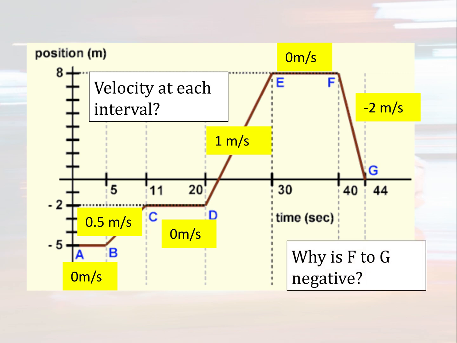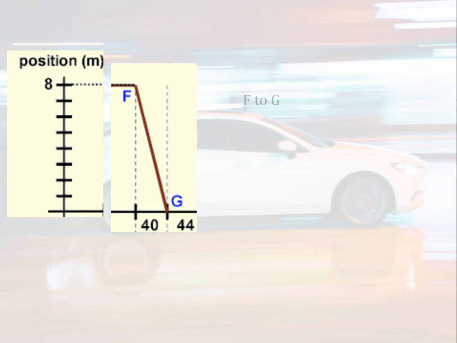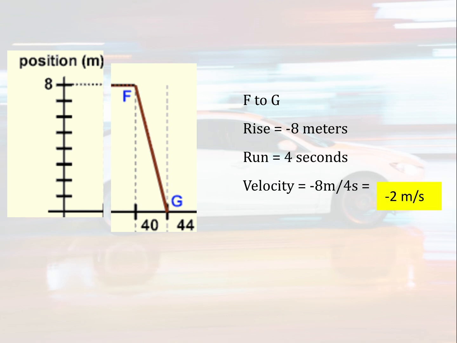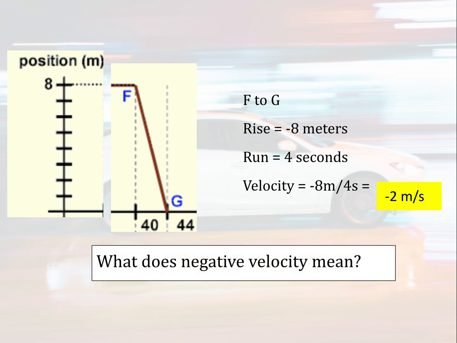Why is F to G negative? It's negative because our rise is -8 meters. Okay? So when we solve that out, we end up with a -2 meters per second. Anytime you have a negative slope, your rise value will always be negative. And what does negative velocity mean? It just means that we are moving backward. We are returning to the origin.